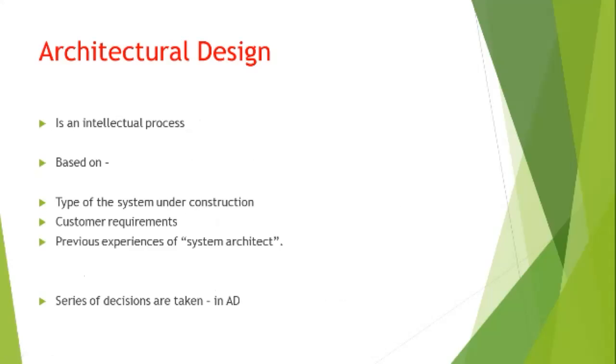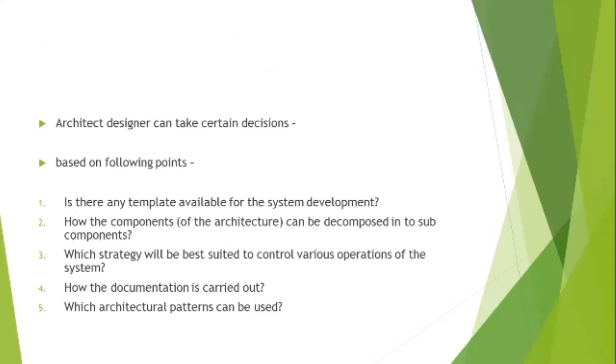Friends, the architectural design is an intellectual process based on the type of system under construction, customer requirements, and previous experience of the system architect. A series of decisions are taken in advance. The architect designer can take certain decisions based on the following points.